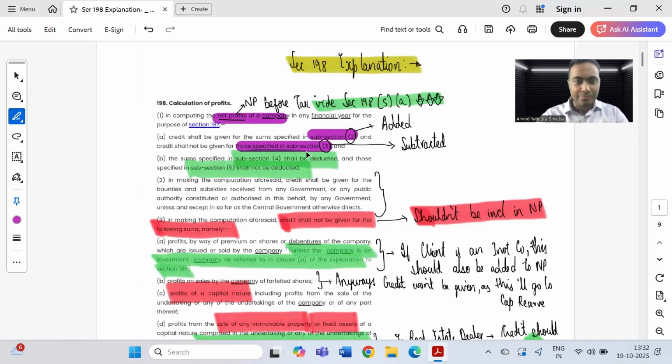Now on to the section. So the sum specified in subsection 4 shall be deducted, and those specified in subsection 5 shall not be deducted. We'll just keep this in mind. When we come to subsection 4 and subsection 5, we'll just apply the items outlined here, right?